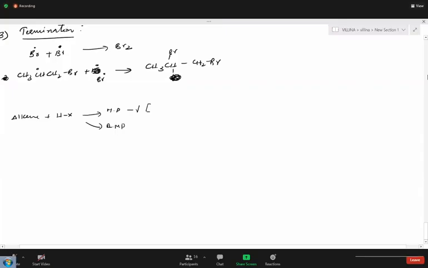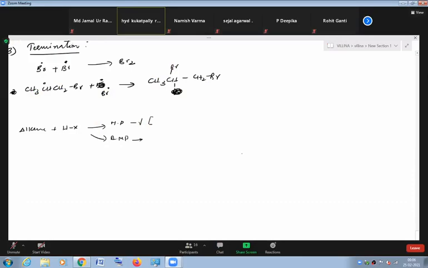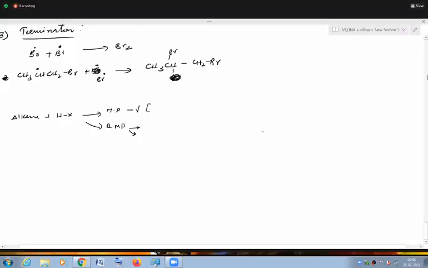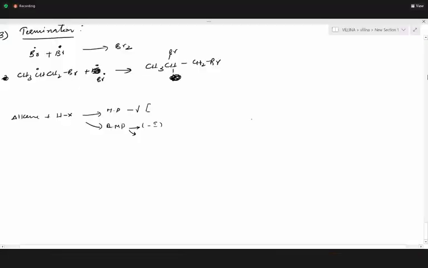The only thing is, in anti-Markovnikov's product, you have two cases where you are performing this particular addition: when there are minus I groups, or in case of addition of HBr where we are doing it in presence of a peroxide. In these two cases, the anti-Markovnikov's product will be the major one. In other cases, we will have Markovnikov's product as the major product. So these are the two things that you have to consider for the first addition reaction.